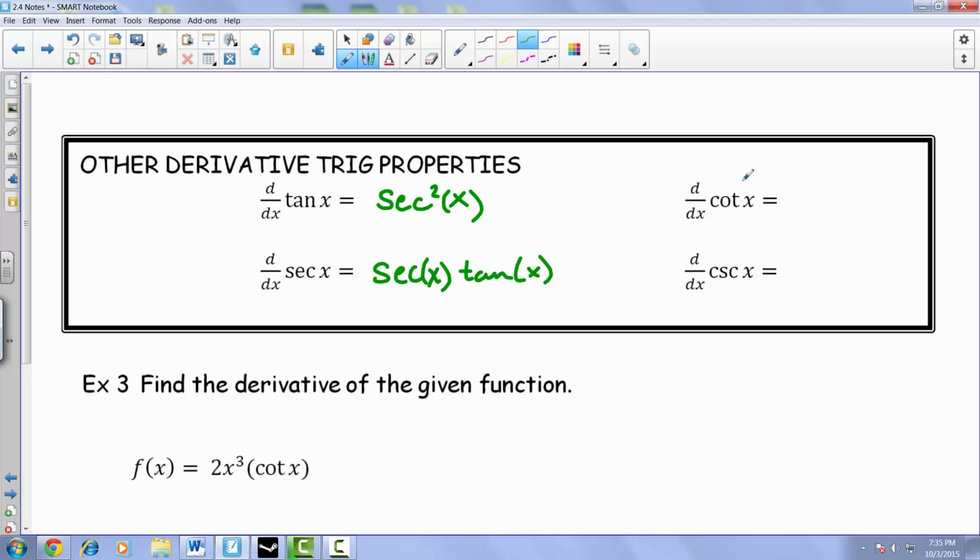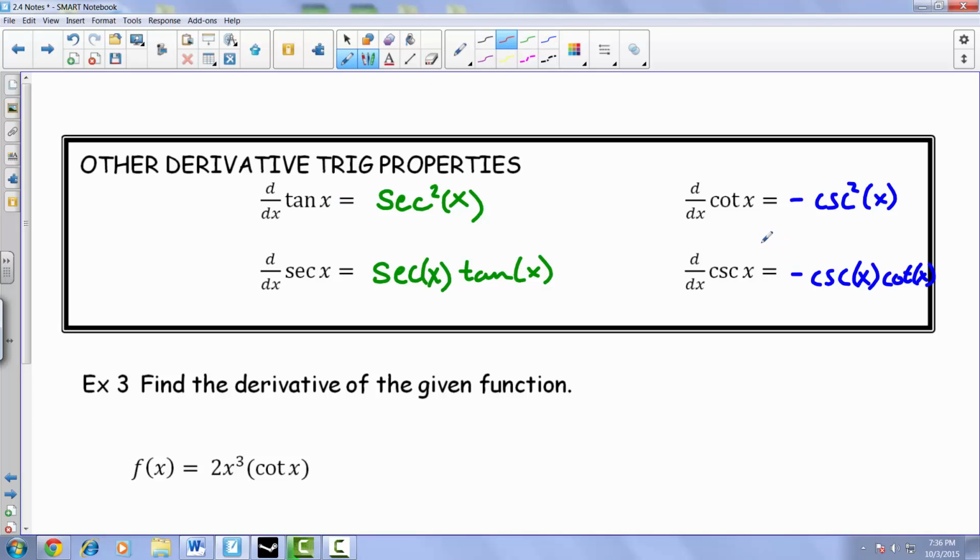Now the derivative of the cotangent of x comes out to be negative cosecant squared of x. And the derivative of cosecant of x comes out to be negative cosecant x cotangent x. And if you're wondering where these are actually coming from, we'll talk about some of the small proofs on why these are the way that they are.